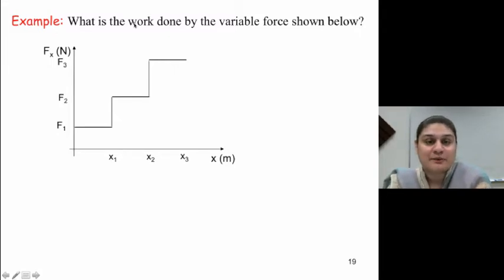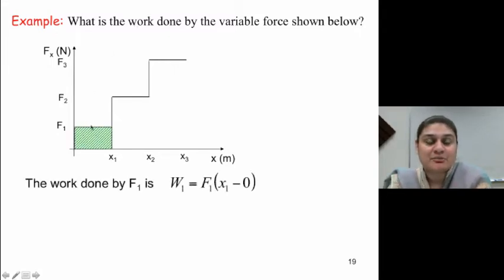So how do we find the work? Well, we can find the work by figuring out the area under the curve. This is a rectangle, so the work done is going to be the length times the width. The length of this is going to be the displacement, which is x1 minus 0, and the width of this is going to be F1.